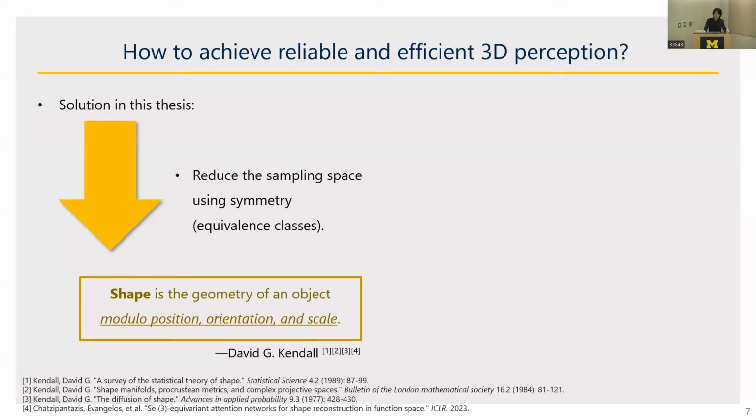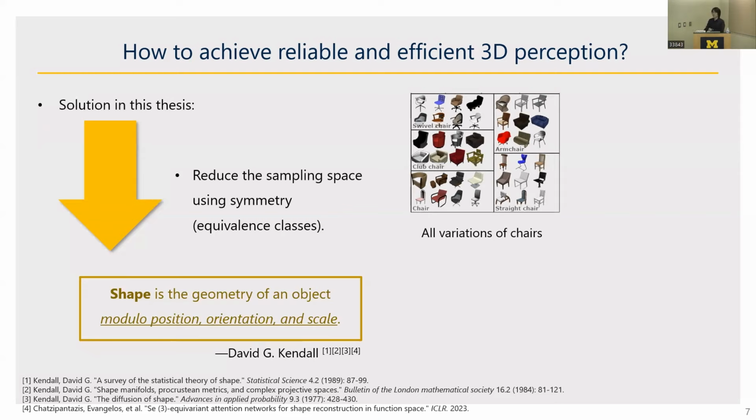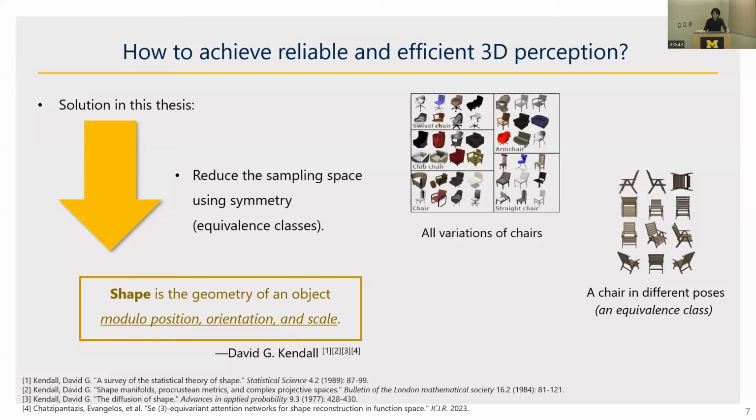Let's consider, for example, all variations of chairs. In this scenario, we can say one single chair in all the different poses forms an equivalence class or a symmetry. So if a network can automatically generalize over these equivalence classes, we would only be dealing with a quotient space of these, which is of a much smaller size. And the tool to realize it is equivariant learning.